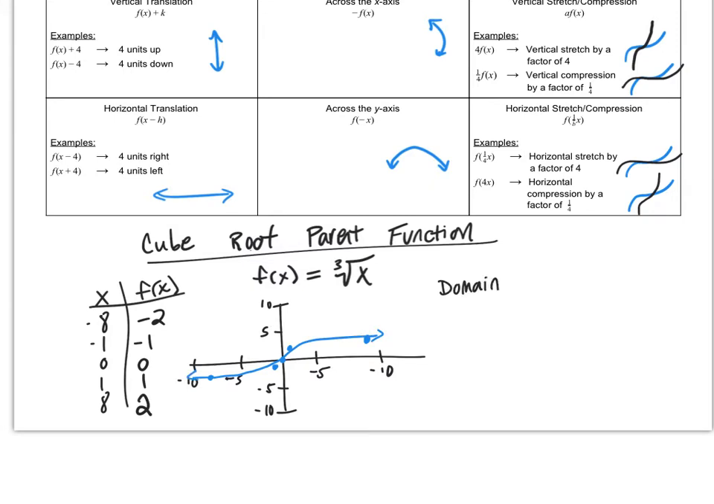So let's talk about the domain of the cube root parent function. Well, are there any values where it wouldn't be defined? No, there are not. You can take the cube root of both positive and negative numbers, and you can take the cube root of 0. So what about the range? Well, in this case, since our domain is all real numbers, our range is also going to be all real numbers.